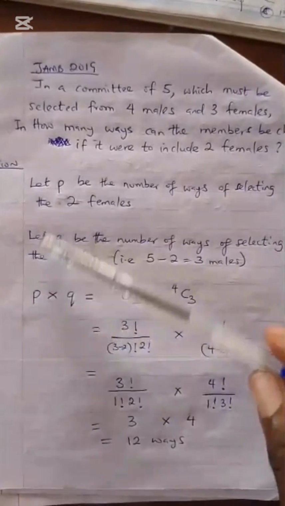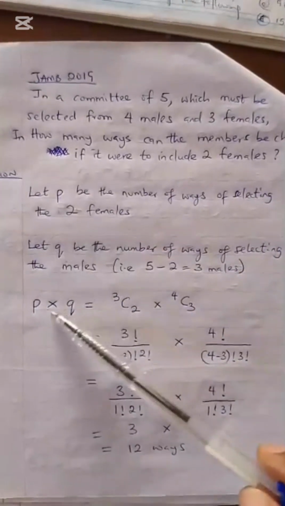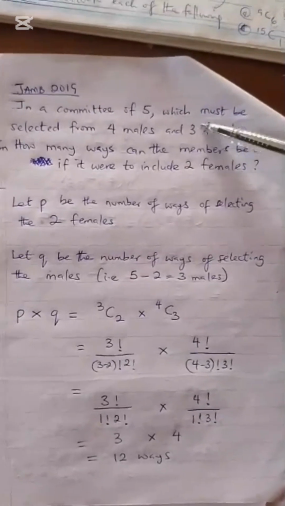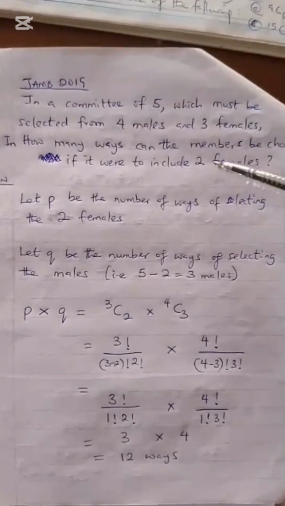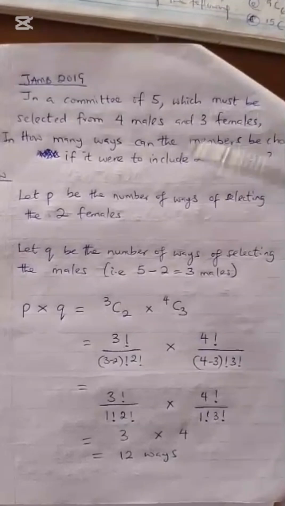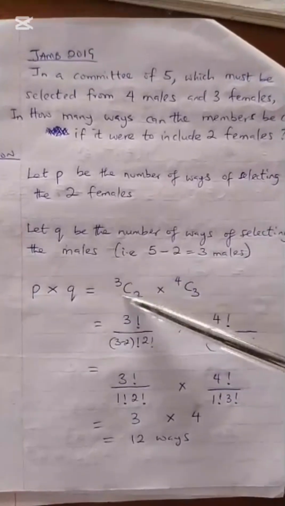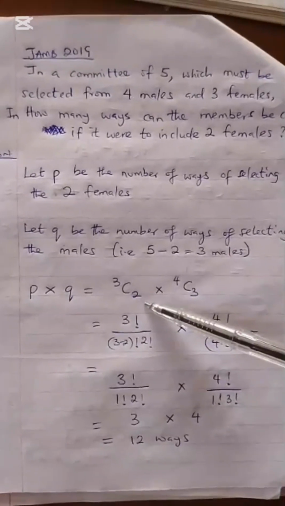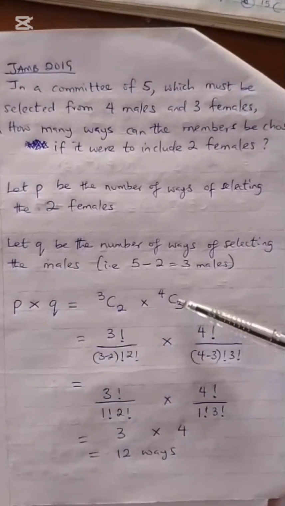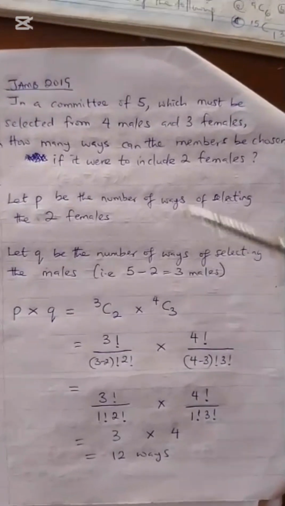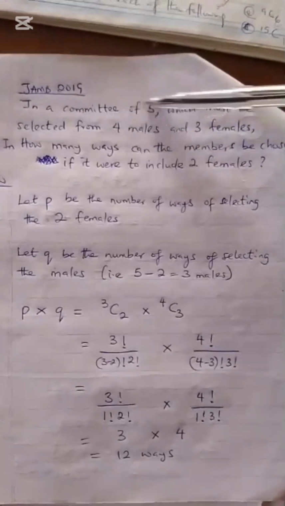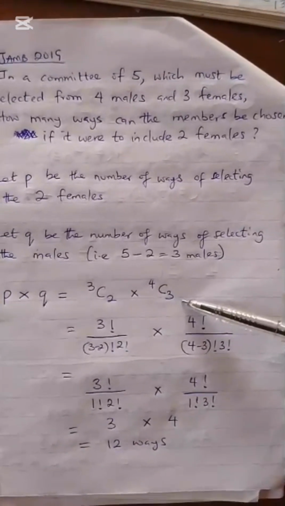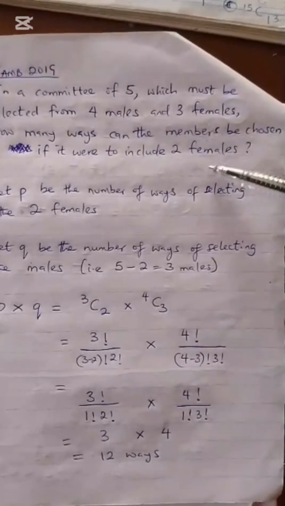So the number of ways of selecting the 2 females will be 3C2. We're going to select 2 females out of a total of 3 females, so that's written as 3 choose 2. This is for combination. We say 3 choose 2. Then we can only select 3 males, because the committee can only contain 5. So we take 4 choose 3 for the males, because we have 4 males.